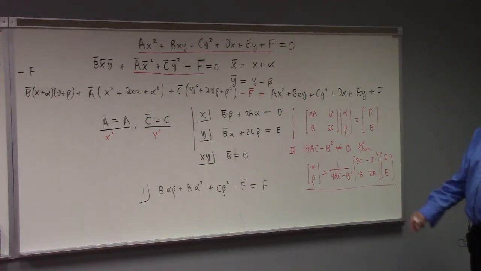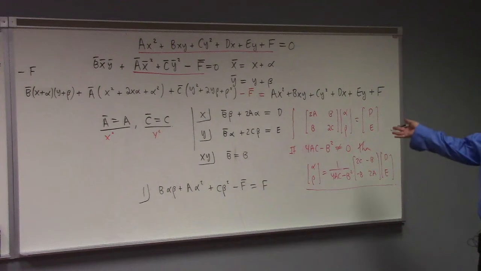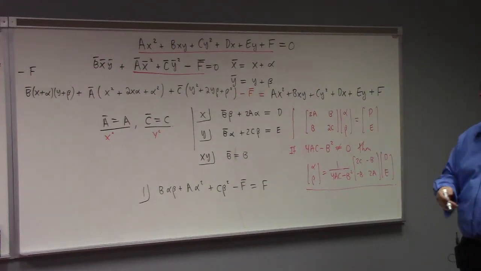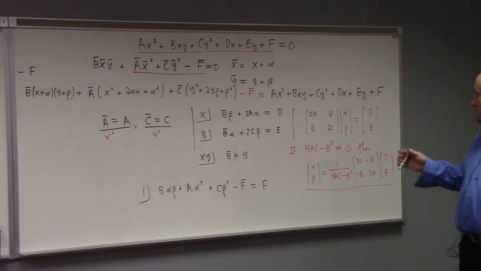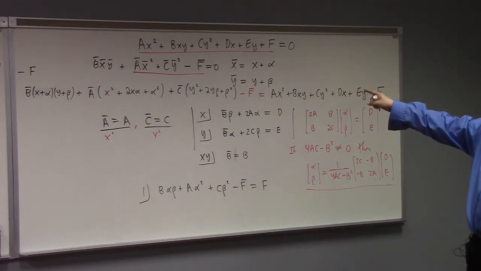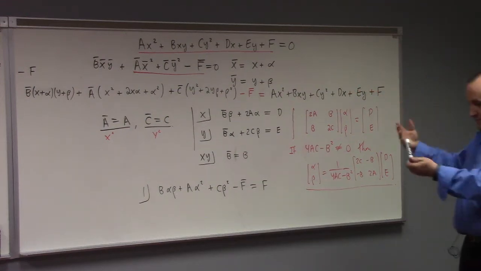What about the case that 4ac minus b squared is equal to 0? What would that say? I don't know, I guess I'd have to get into that, but my suspicion is that that is the parabola case. That would be kind of what I would expect, because if that's not equal to 0, then we've rewritten the equation. Let me just point out to you.